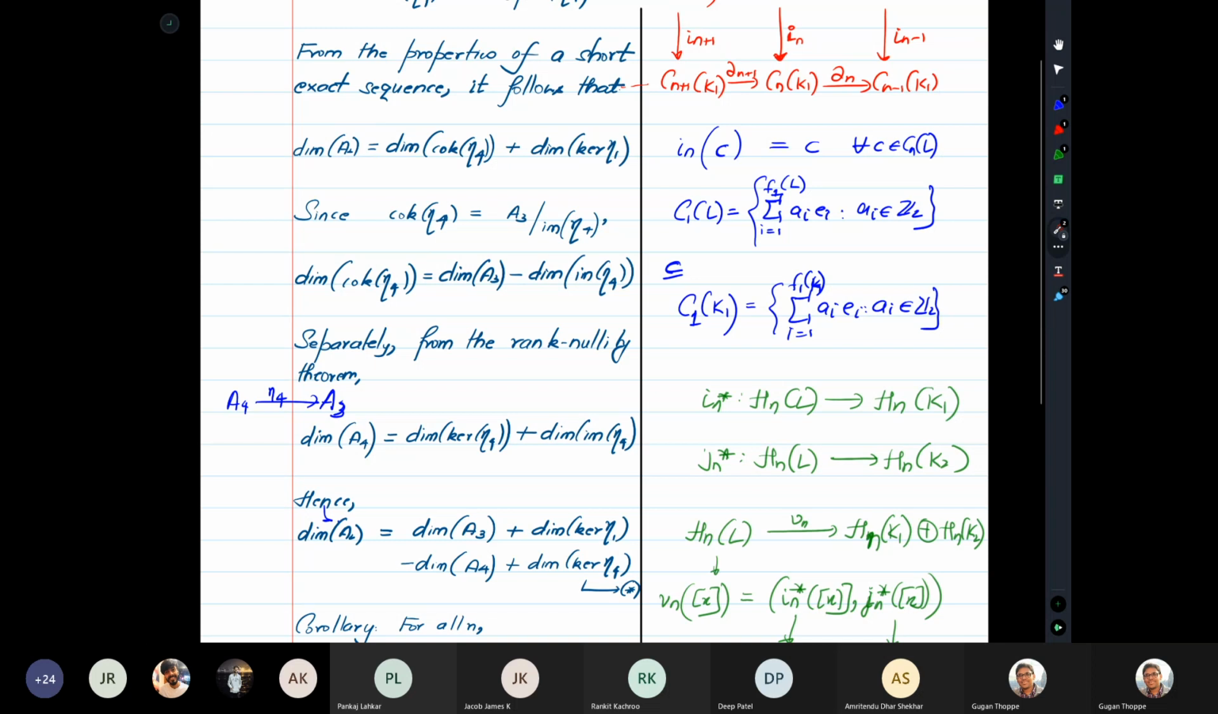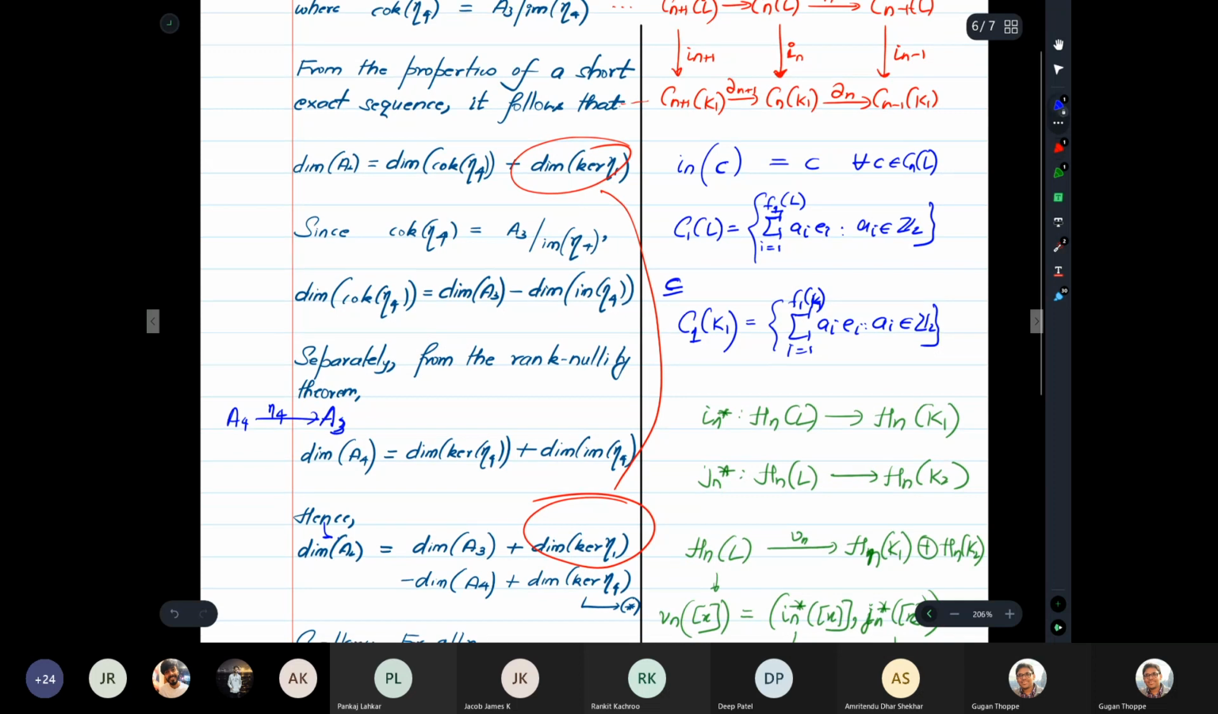So just one minute, I think I'm missing something. So this dimension of A3, I write as it is over here. The dimension of image of eta 4, I replace by dimension of A4 minus dimension of kernel of eta 4. So this thing comes directly over here. So let me just copy this. So this thing comes directly over here, right? And then let's see what happens. So this thing over here comes directly over here, okay? And this part over here is being replaced by dimension of A3. So let me just do that.